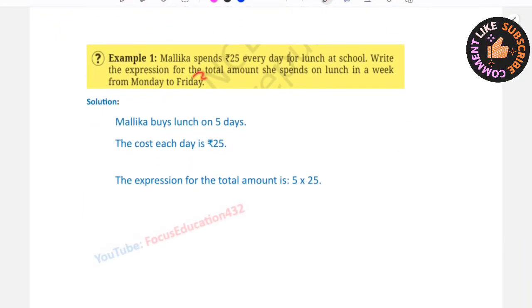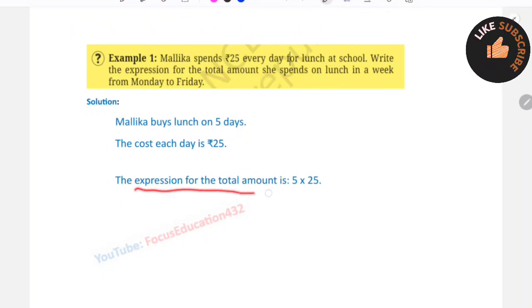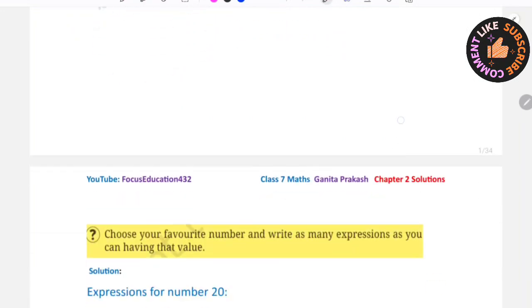Now coming to the first example here, Malika spends ₹25 every day for lunch at school, right? So Malika buys lunch on 5 days. Write the expression for the total amount she spends on lunch in a week from Monday to Friday. It is given that it is for 5 days. So every day she spends how much? ₹25 per day. So the expression for the total amount is, you have to write only the expression. You need not find the value here. So 5 multiplied by 25, that means 5 days and every day 25 for lunch. This is the required expression.